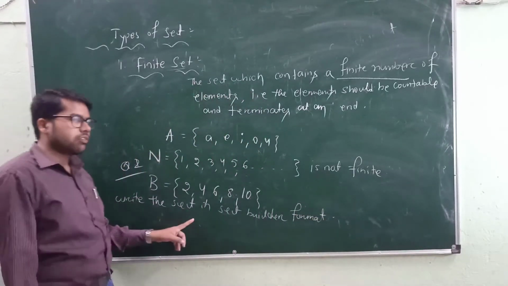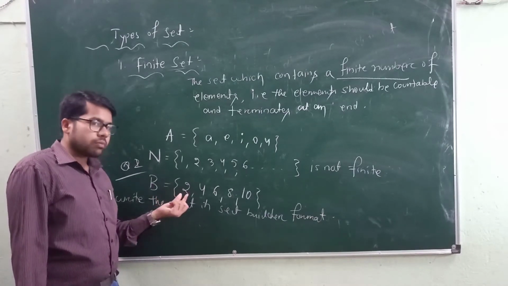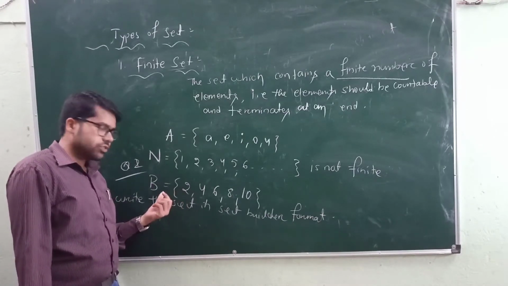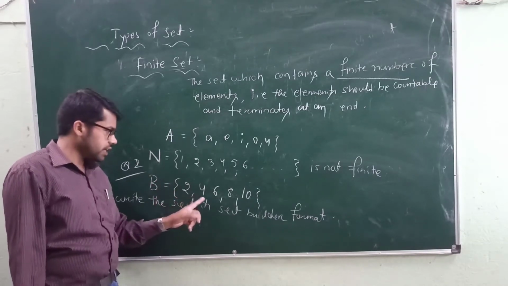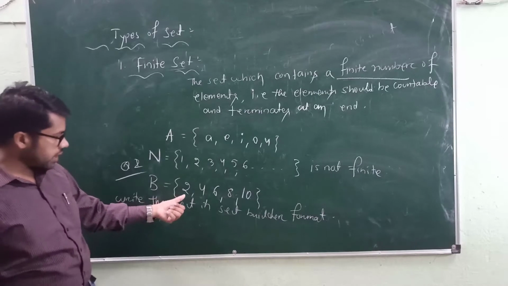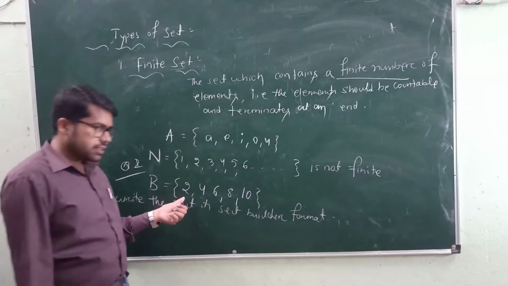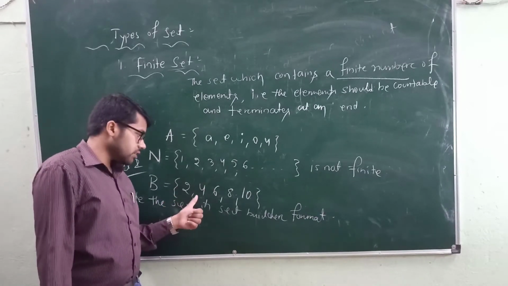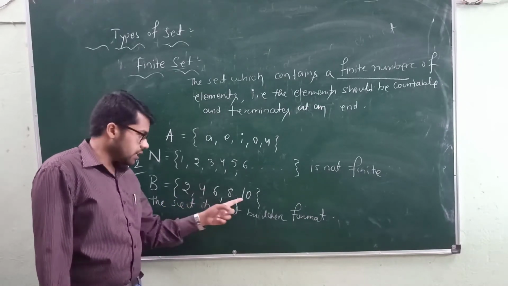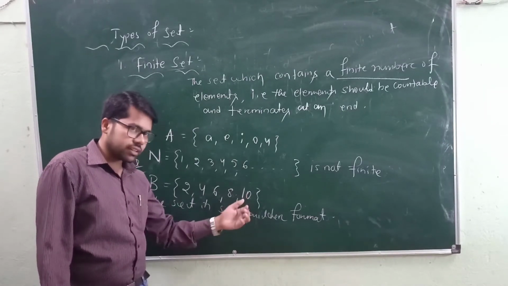For set builder format, we have to look at the common property that is used to write the elements. What is the common property that I am using here to write the elements? See, the common property is that all the elements are even numbers. Along with that, these even numbers are less than or equal to 10. It is not exceeding 10.